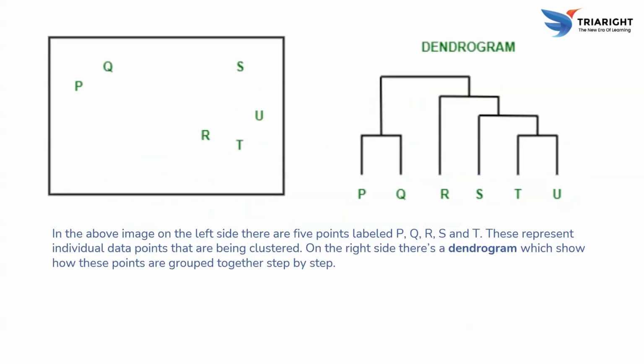So in the image on the left side, there are five points labeled P, Q, R, S, T, which represent the individual data points, each being its own cluster. On the right side is the dendrogram, which shows how those points are grouped step by step. So we can see the data will be divided in a structured manner by using a dendrogram.